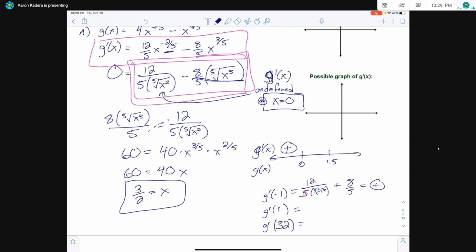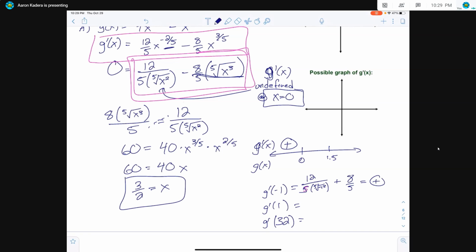Okay, if I do the same thing with a +1, I'll still get this 12/5. Okay, but then I will subtract 8/5, and that is still positive. Okay, so we got a positive right there. And then this one, if I plug in a 32, remember if you have a fifth root of 32 to the third, that's what we're doing right here. We can switch the order of this. We can take the fifth root of 32 and then raise it to the third power.